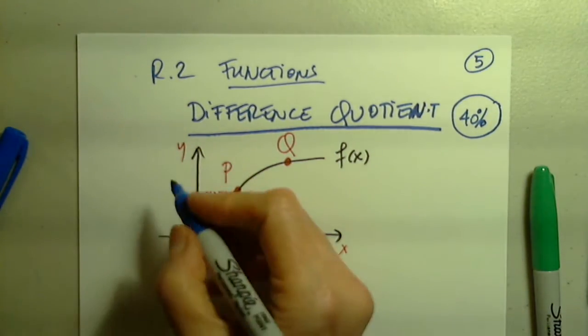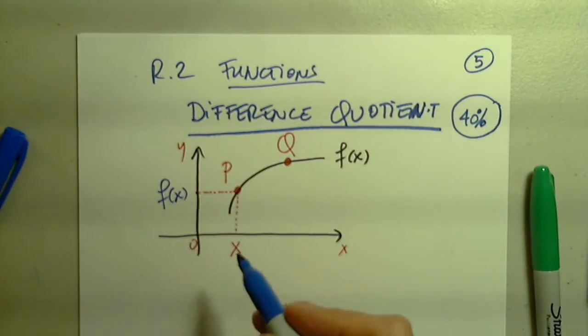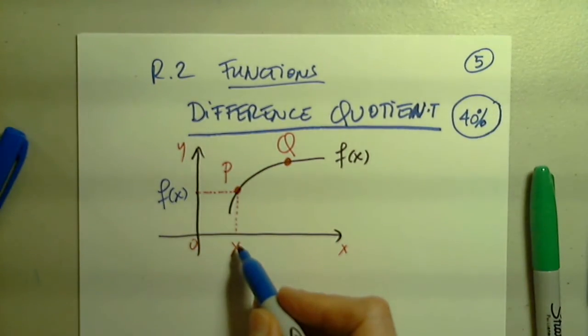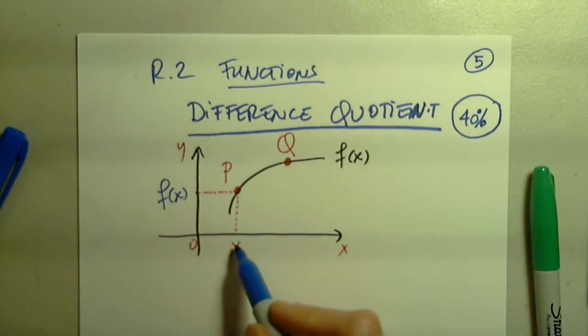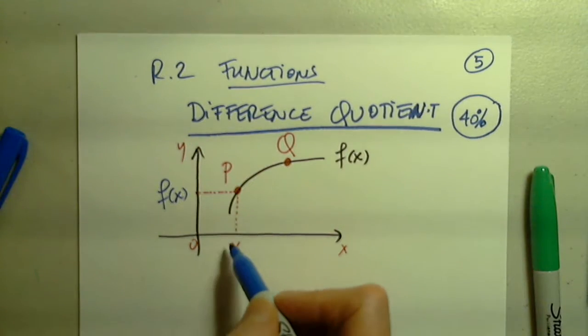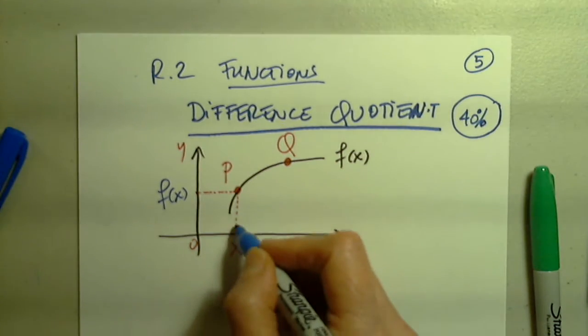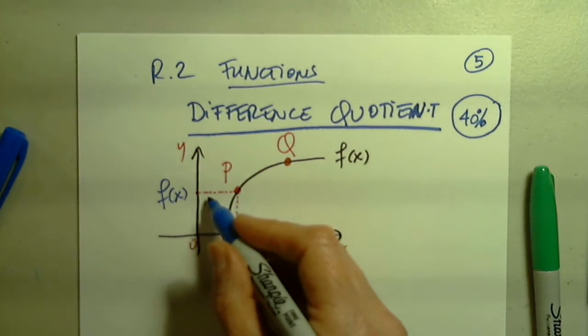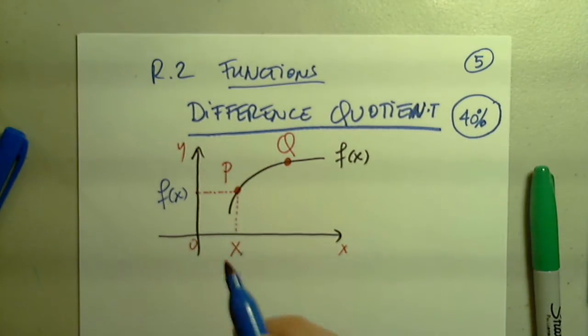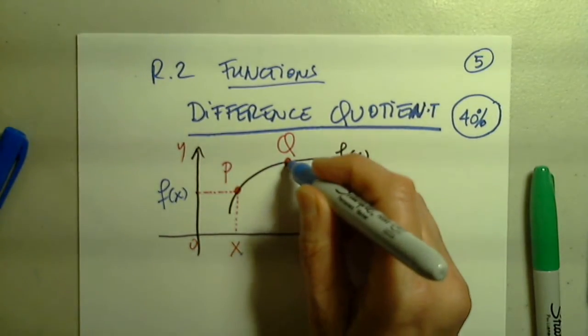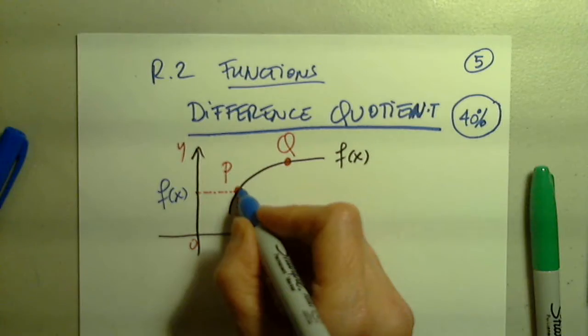F of x? Absolutely. So obviously if this is 5, what will this be? F of 5. Very good. If this is 3, can anyone say it again to make sure? F of 3. Excellent. Now, Q is extremely close to P.